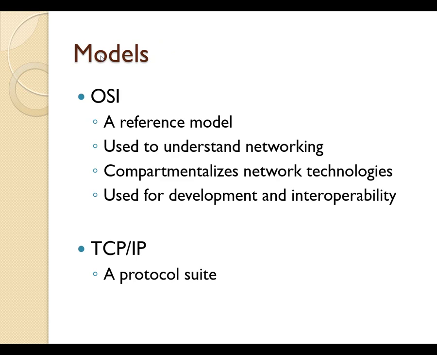So let's take a look at one of the early standards. The OSI model is a standard. It is a reference model for how to build a network. We can use it to understand networking and the different functions that have to occur in order for data to successfully make it from sender to receiver. It allows us to compartmentalize network technologies, both hardware and software, by defining functionality and then putting the components in the appropriate functional compartment. And it allows us to aid in the development and interoperability of the hardware and software being utilized.